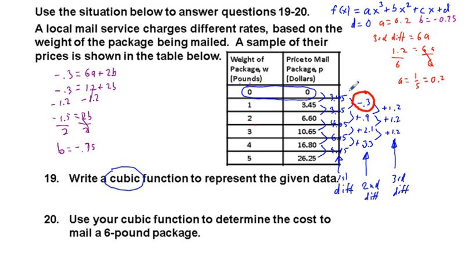Okay, the C equation has to do with our first difference here. Okay, between x equals 0 and x equals 1. So 3.45, our first difference, is equal to A plus B plus C. So I'm going to bring down 3.45, and A is equal to 1.2. No, it's not. It's equal to 0.2.